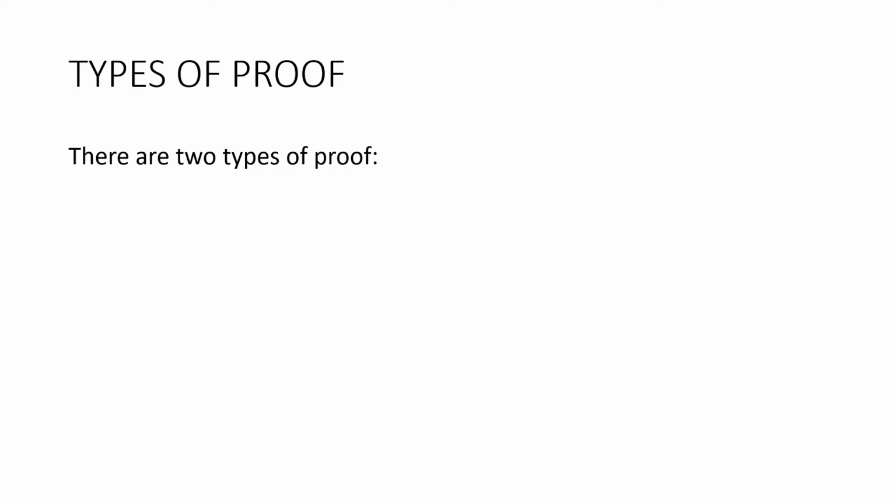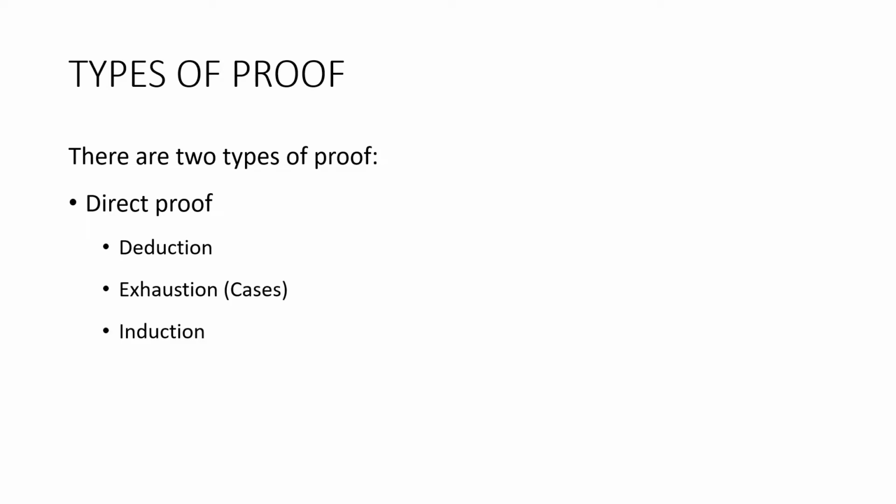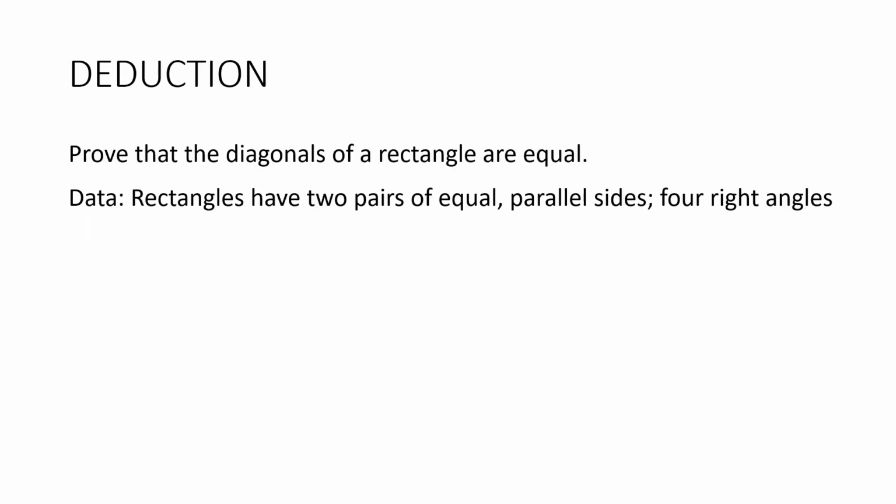Now there are two broad categories of proof. There's direct proof, which includes deduction, exhaustion, and induction. And there's indirect proof, which we're going to look at in the next video, which includes contradiction and proof by contrapositive. Now, probably the most familiar form of deductive proof is geometric proof.